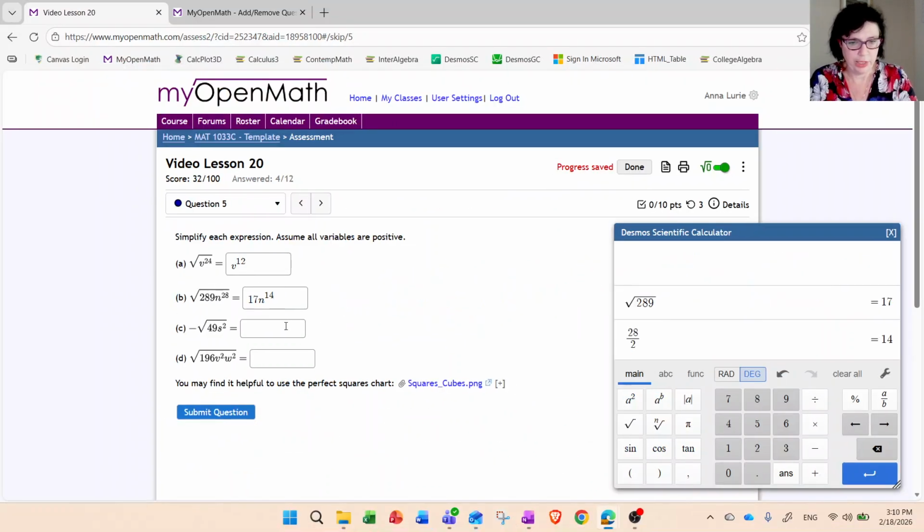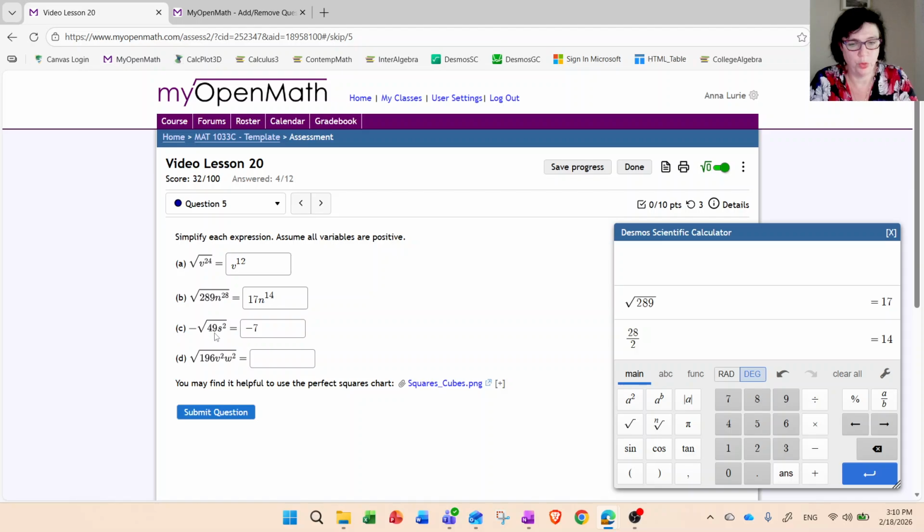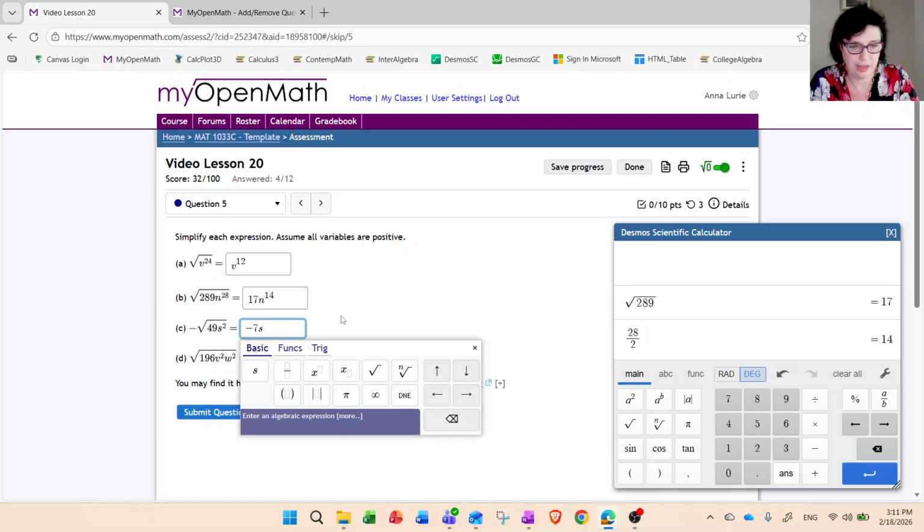Okay. Let's look at this one. This one also we're going to separate into two parts. The first part is the negative and the number. Square root of 49 is 7. And then we want to take the square root of s to the power 2. But 2 is divided by 2, which is the index of the root. So that's just going to be s to the power 1. And s to the power 1 is just s.